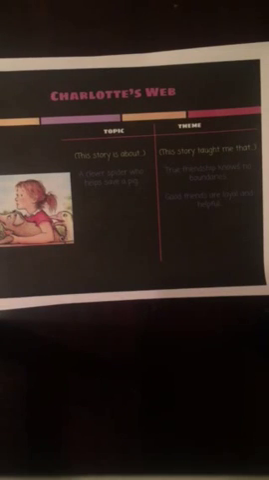So the topic or the main idea about Charlotte's Web would be this story is about a clever spider who helps save a pig. The theme would be this story taught me that true friendship knows no boundaries. Or the theme could be this story taught me that good friends are loyal and helpful. Remember, a story can have more than one theme, and both of those themes work perfectly with this story.